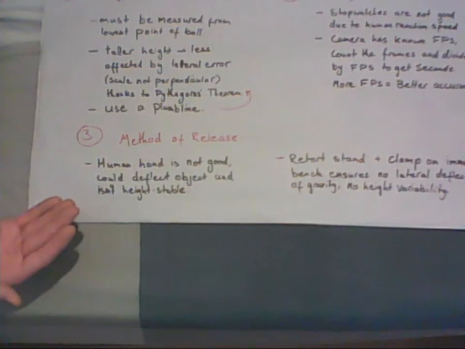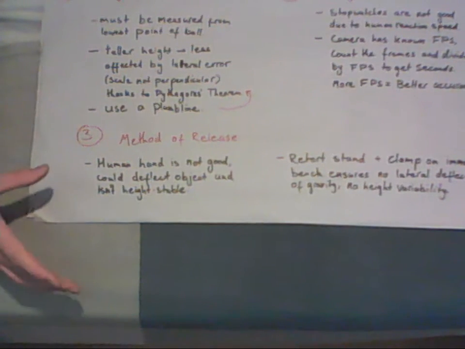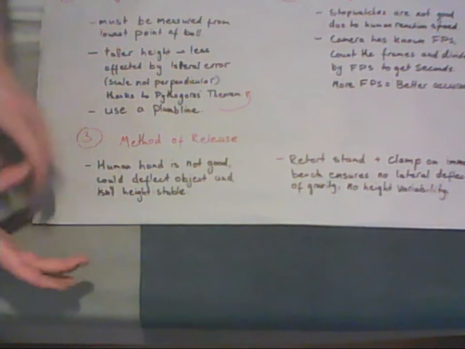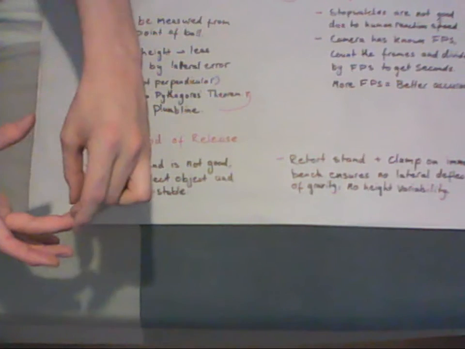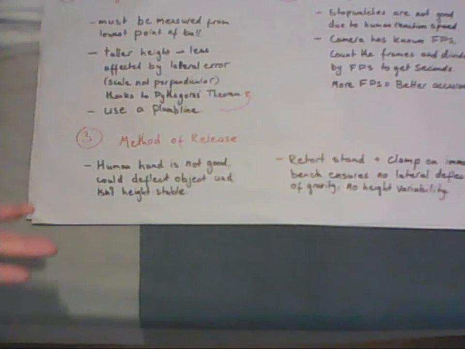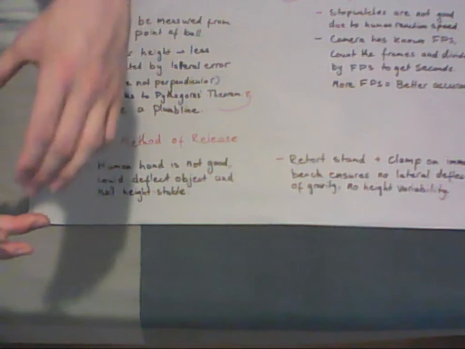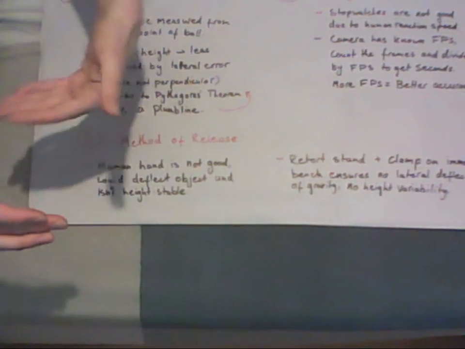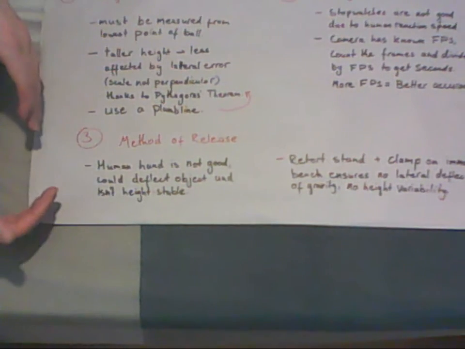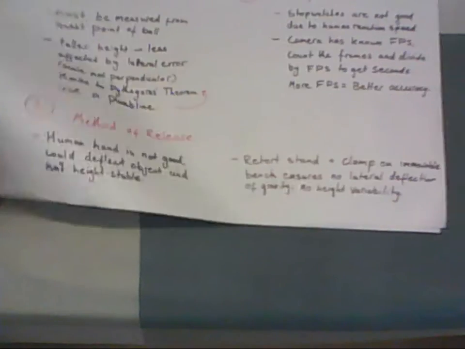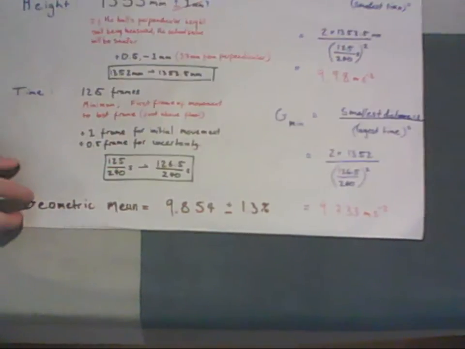Last of all was the method of dropping it. Again, human hand, not good, because it can deflect. Say you drop it here, rolls slightly around this finger. It's still acting under the force of gravity, but at the same time, the gravity's being deflected slightly. You don't want that, so you get rid of that problem by using a retort stand and a clamp. So we did that.